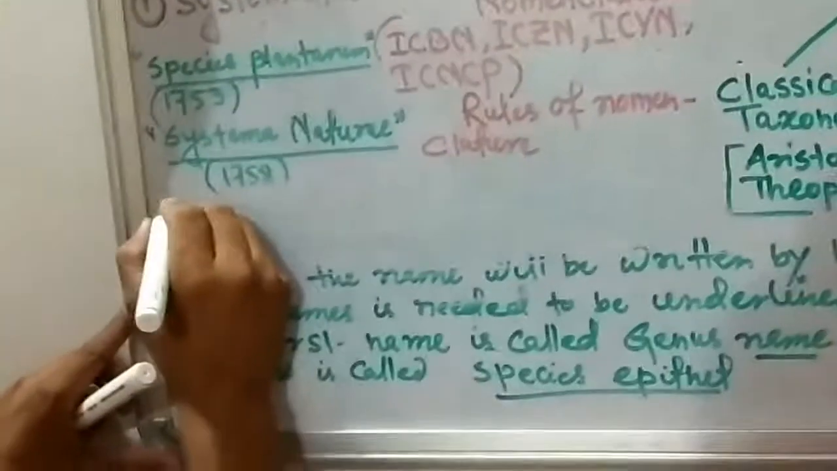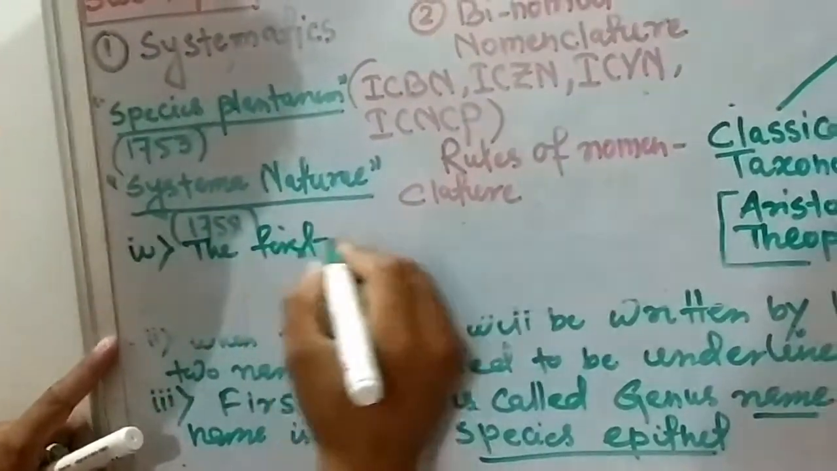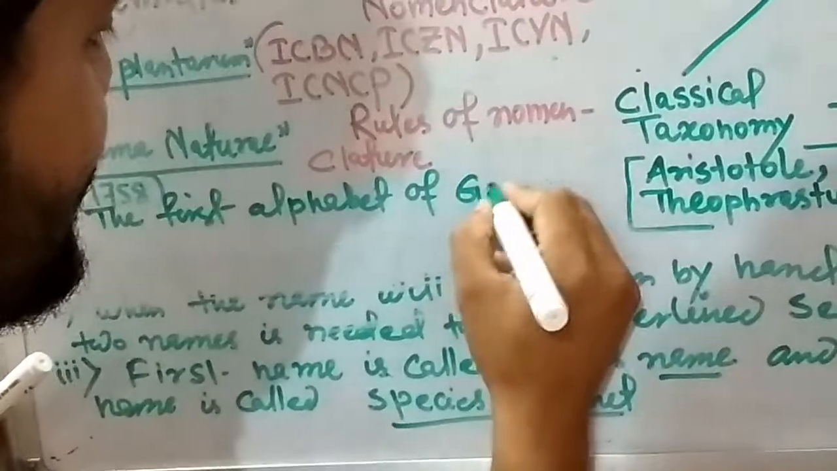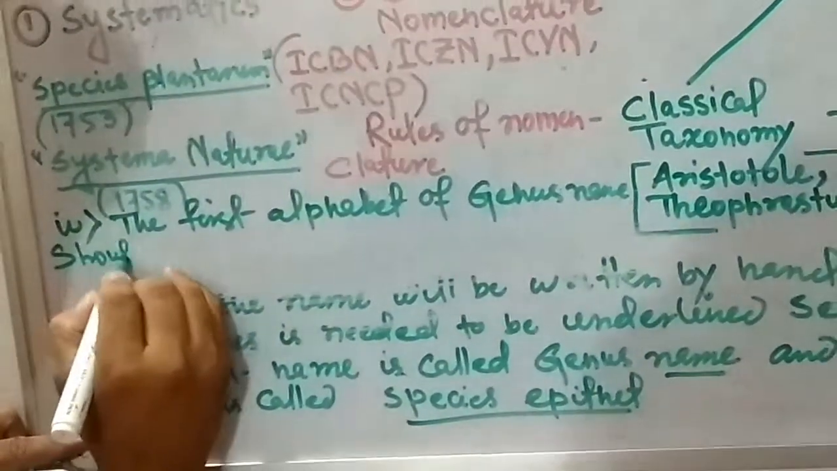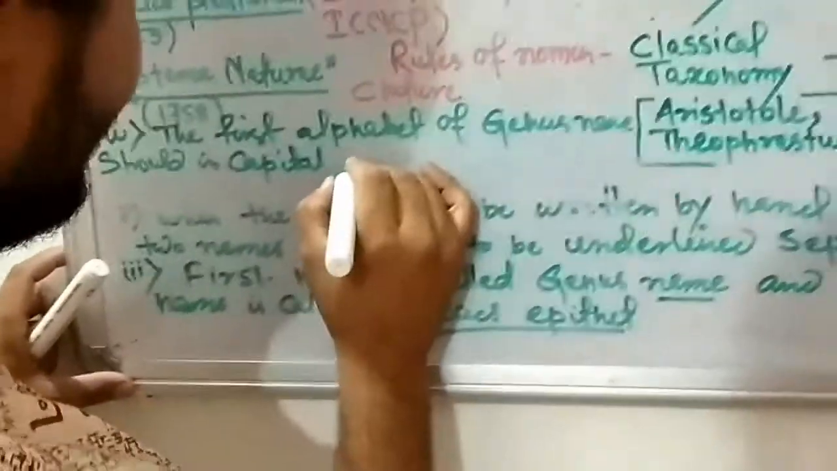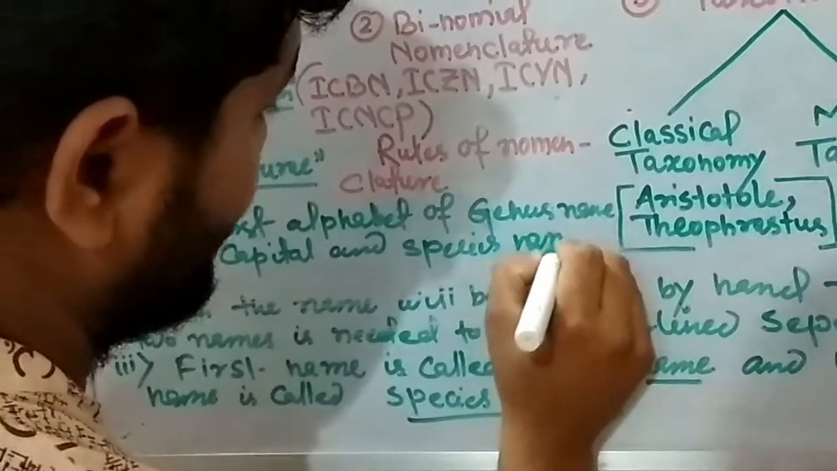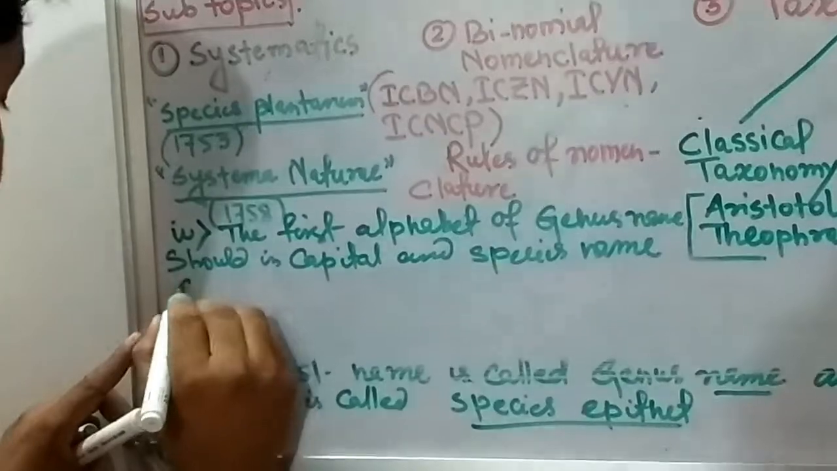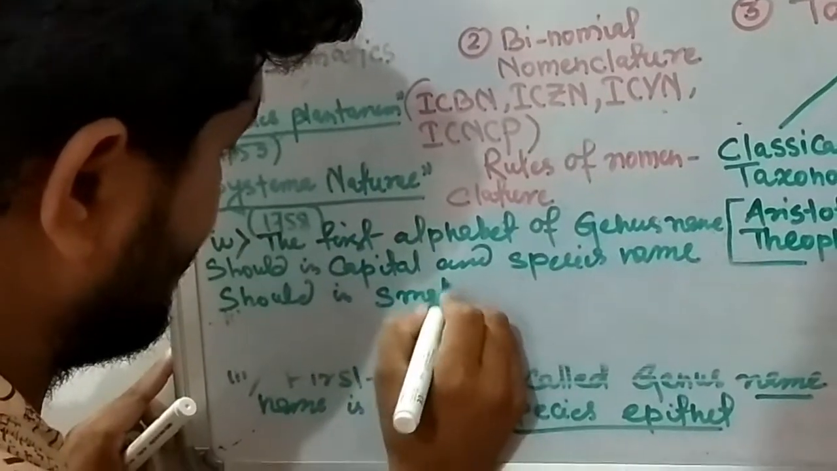Now the next point is, the first alphabet of the genus name should be in capital, and the species name should be in small letters.